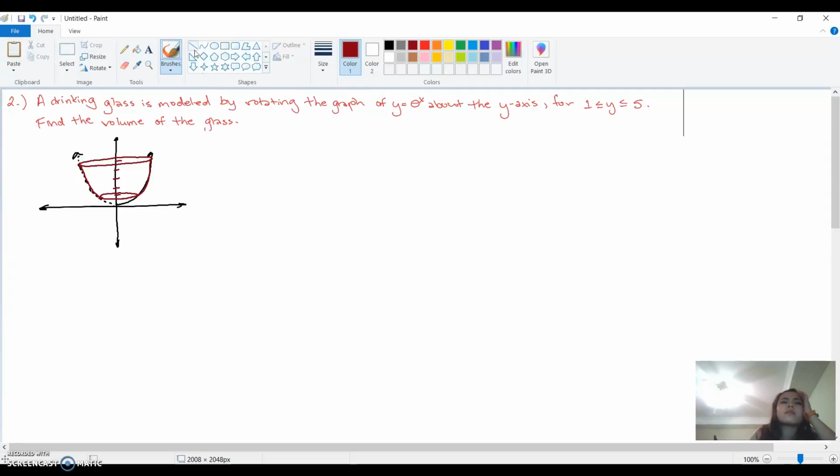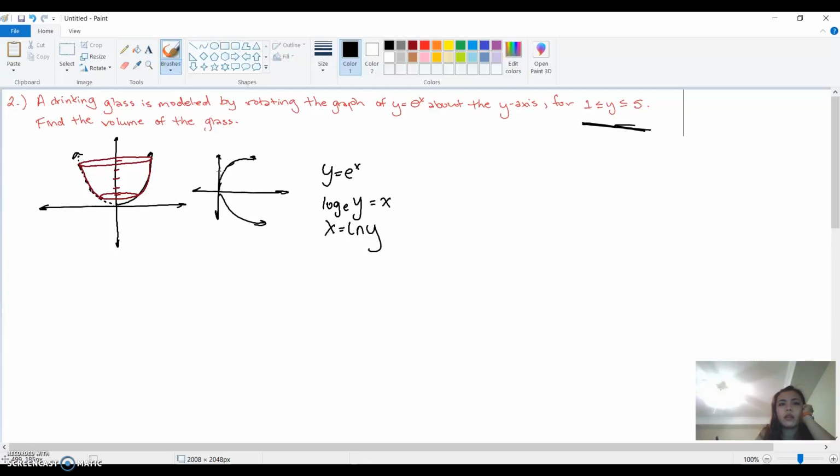Now find the volume of the glass. Since I am given the restrictions in y, I find it so much easier to just switch it like this, so the restrictions are given in x. So instead of y equals e^x, it's log of e^y equals x, which means x equals ln y. Now, that's a function over here.